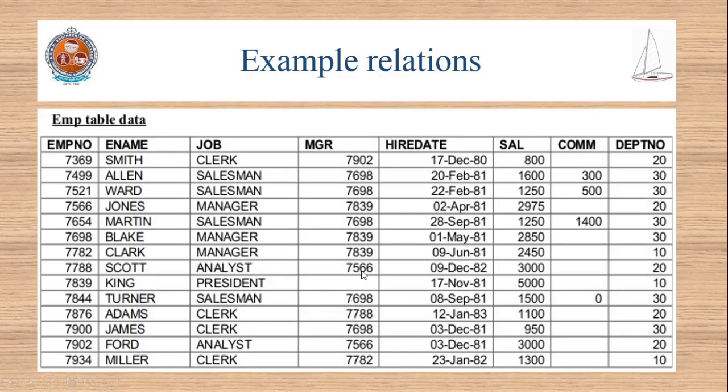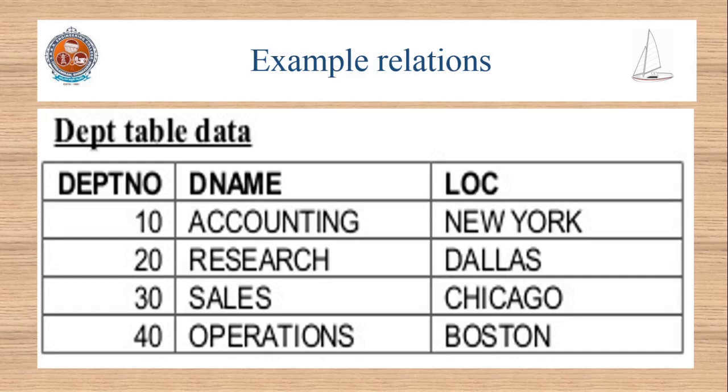For explaining these examples, we are going to consider two relations. One is the EMP table and the other one is the DEPT table. Here the EMP table has degree 9 and cardinality 14, meaning it has 9 columns and 14 records. Coming to the DEPT table, the degree of this DEPT table is 3, having 3 attributes, and cardinality being 4 tuples. Now we will see the relational algebra operations one by one.